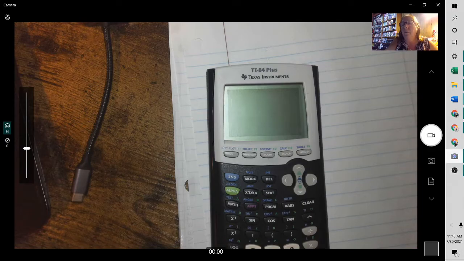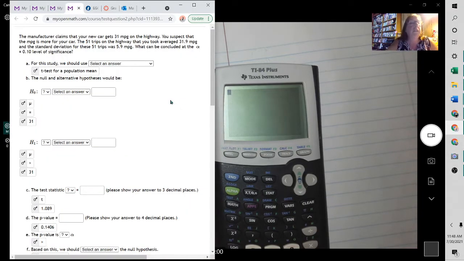Hello. For the three problems that you sent, the first one being this one, to do it with the calculator, we first need to read the problem.